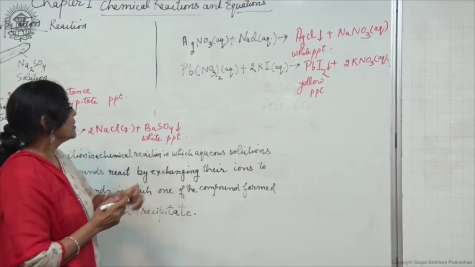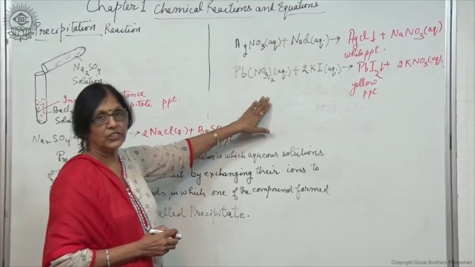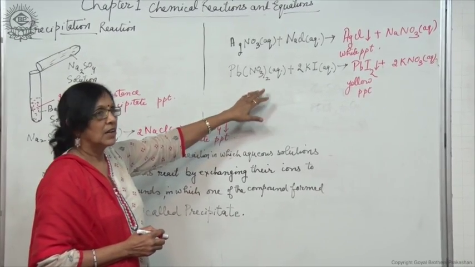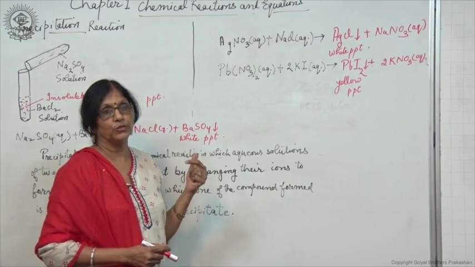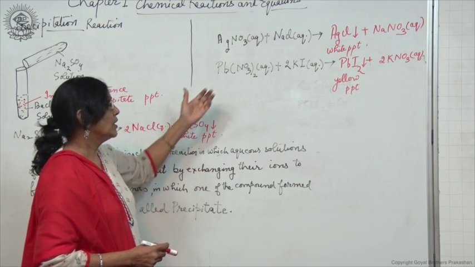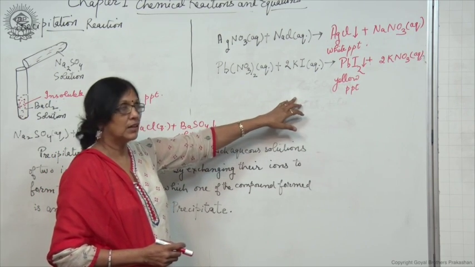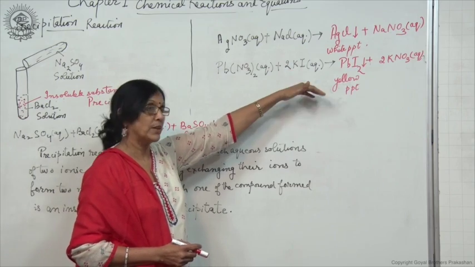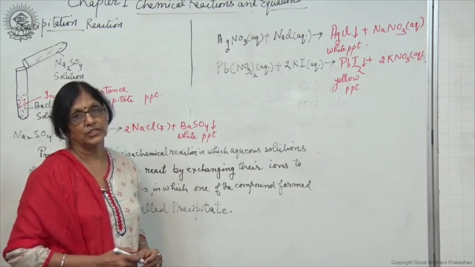So in precipitation reactions as well as double displacement reactions, the condition is the same. The compounds which react should be ionic and should be dissolved in water, aqueous solutions should be taken, then only the exchange of ions will occur and a double displacement reaction will occur and also a precipitate will form. If a precipitate also forms, then it is called a precipitation reaction.